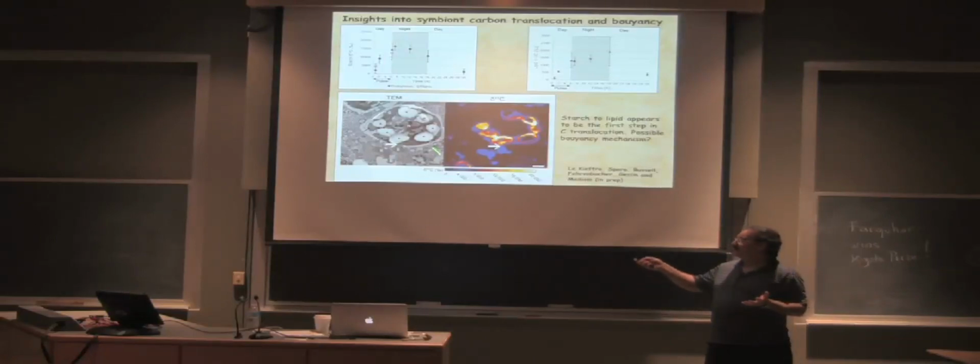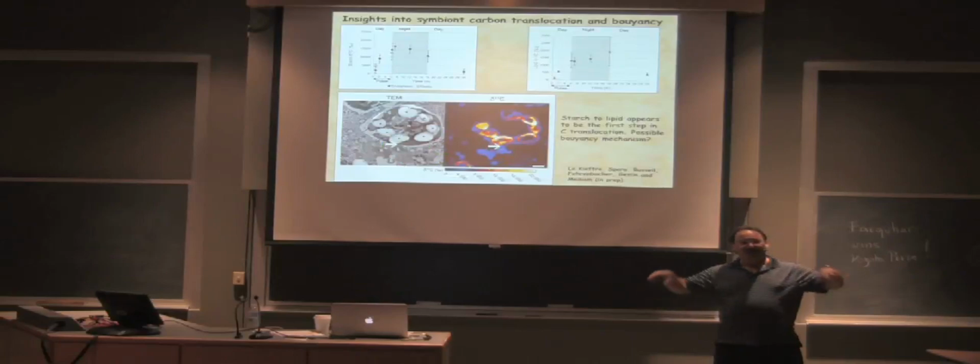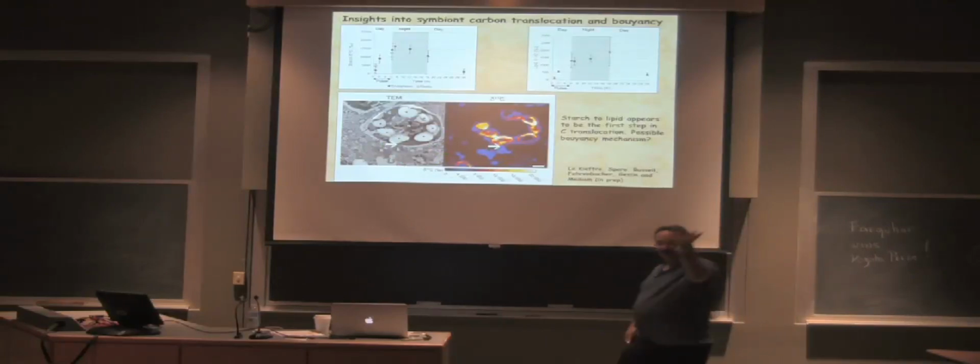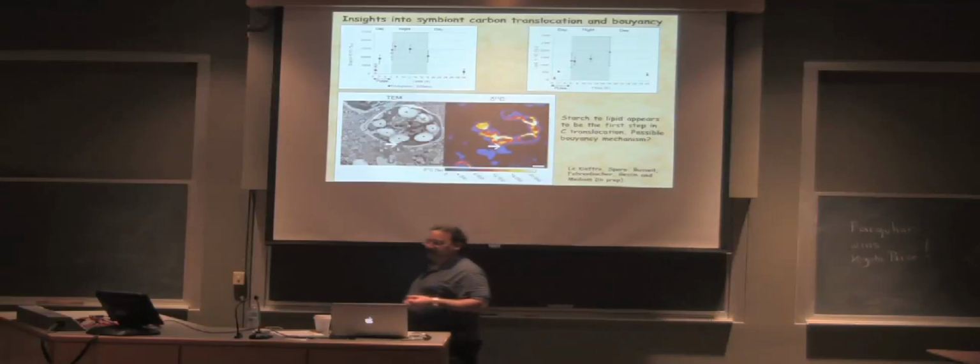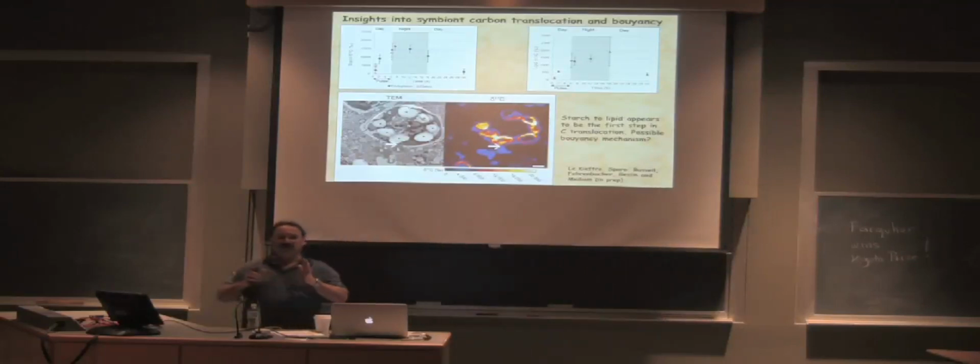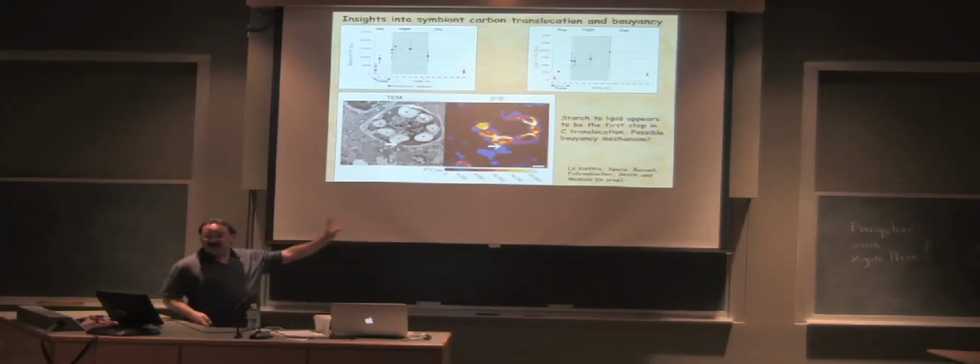Every night, these guys produce a ton of lipid, and that counteracts the buoyancy. It provides a buoyancy source to keep the foraminifera up in the water column, and counteract the fact that they're continuously calcifying and adding shell. So this came out of just looking at the carbon story.